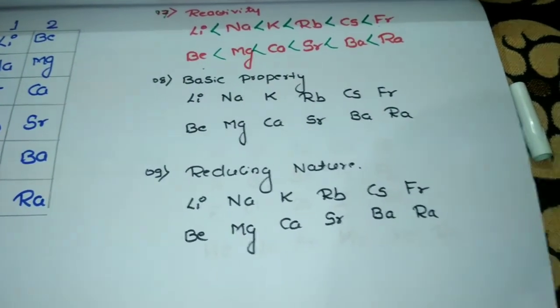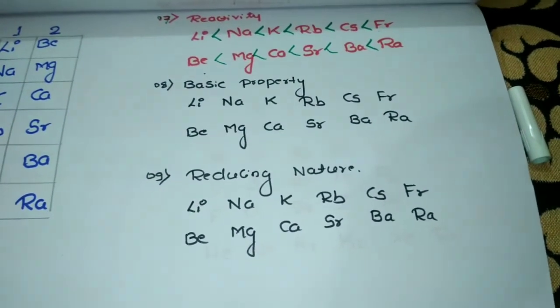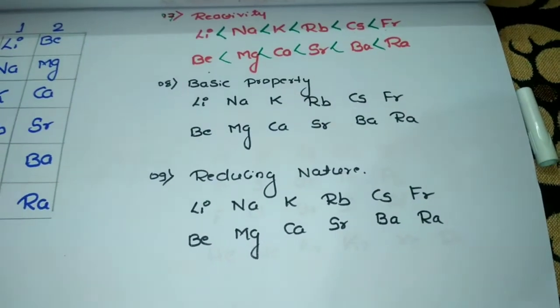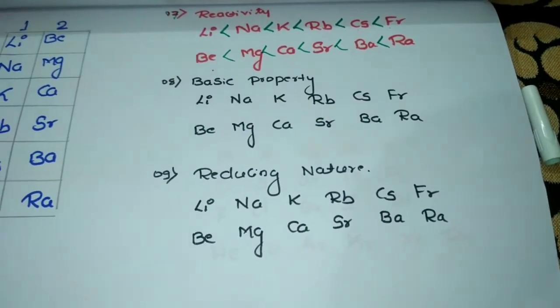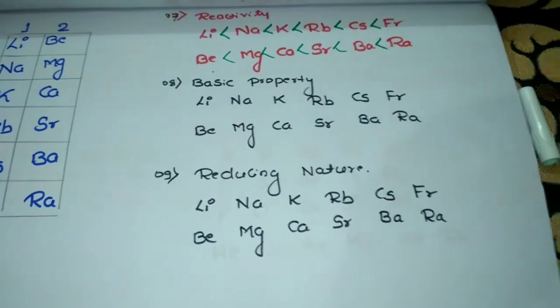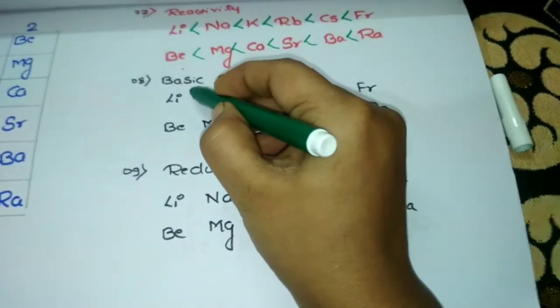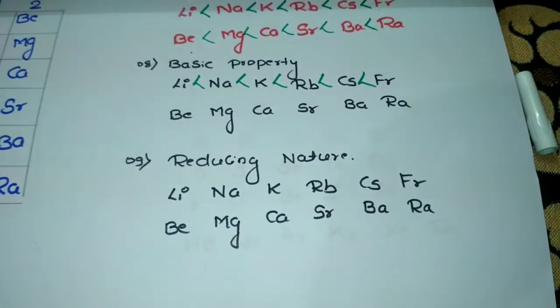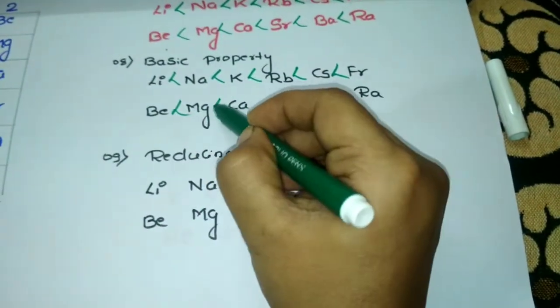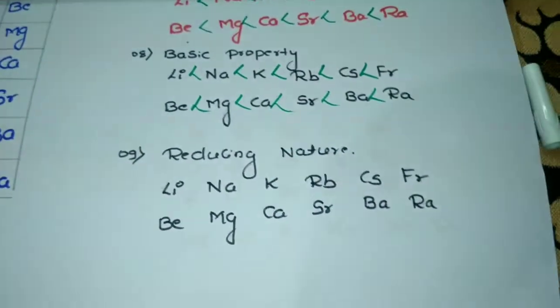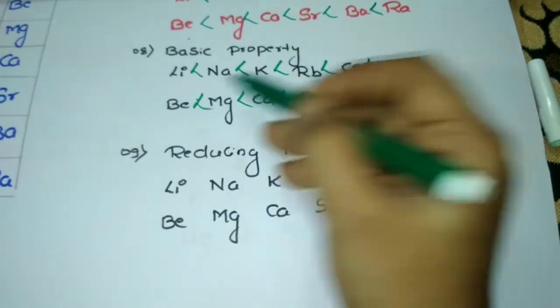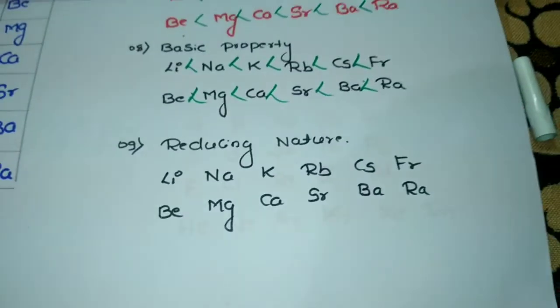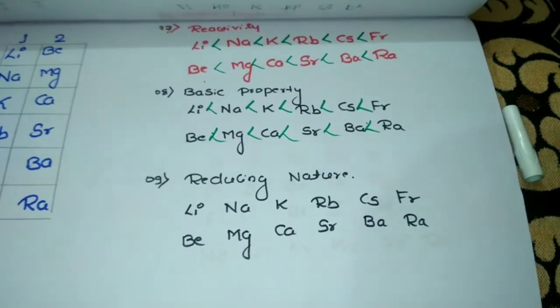That's why they act as a good Lewis base, and the basic property goes on increasing as we go down the group: lithium, sodium, potassium, rubidium, cesium and francium. Similarly beryllium, magnesium, calcium, strontium and barium. So this is the trend of basic property.